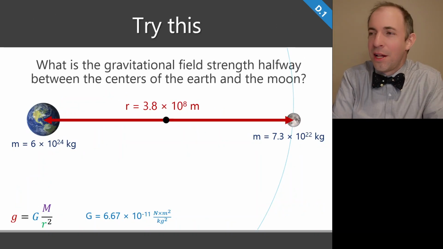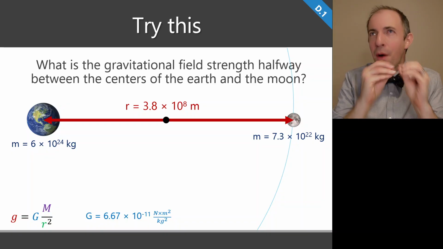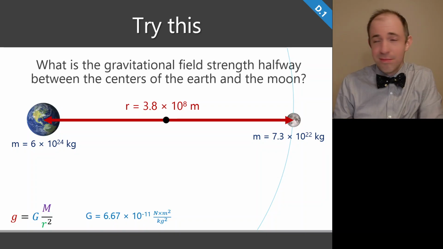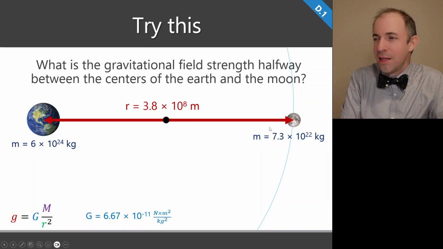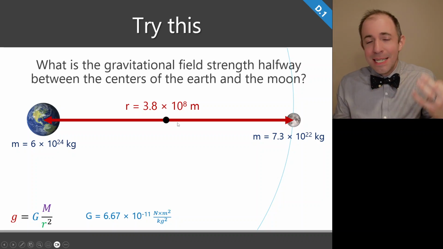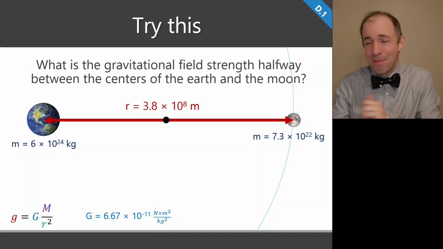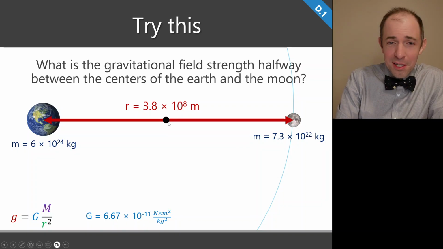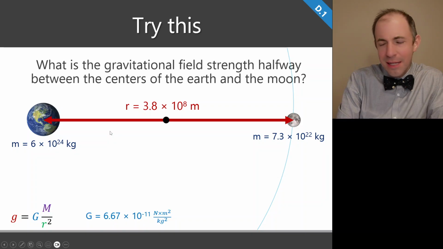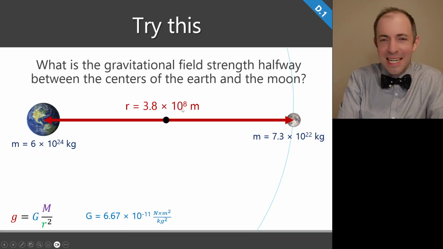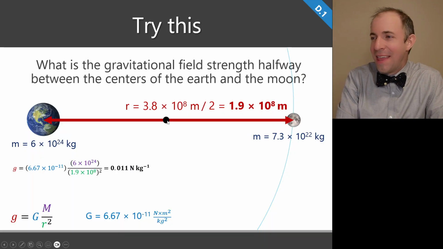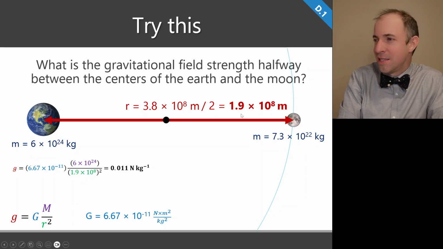All right, the last piece that I want to look at here is what happens if you have multiple massive objects that are impacting the field at a certain location. So let's say we are right in between the Earth and the Moon. Both of them are going to be impacting spacetime, deflecting spacetime, and causing our field strength to change. What we're going to do is look at each one individually. So the distance between the Earth and the Moon is 3.8 times 10 to the 8th. Half of that is 1.9 times 10 to the 8th. So that is the distance we are from the Earth. It's also the distance we are from the Moon.